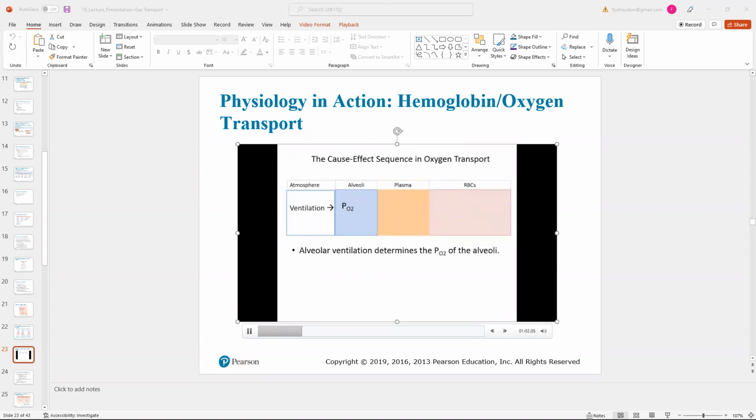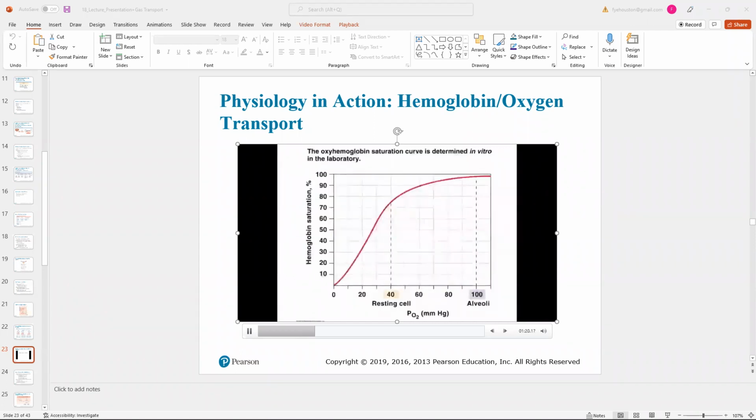As long as gas exchange in the alveoli and alveolar blood flow are normal, the PO2 of the alveoli will determine the PO2 of systemic arterial plasma. The PO2 of the plasma, in turn, determines the percent saturation of hemoglobin. Percent saturation of hemoglobin refers to how many of hemoglobin's binding sites are carrying oxygen. The relationship between PO2 and percent saturation is typically illustrated with this graph.